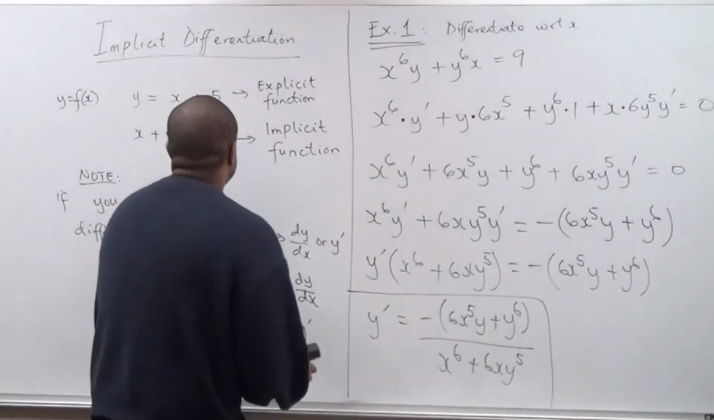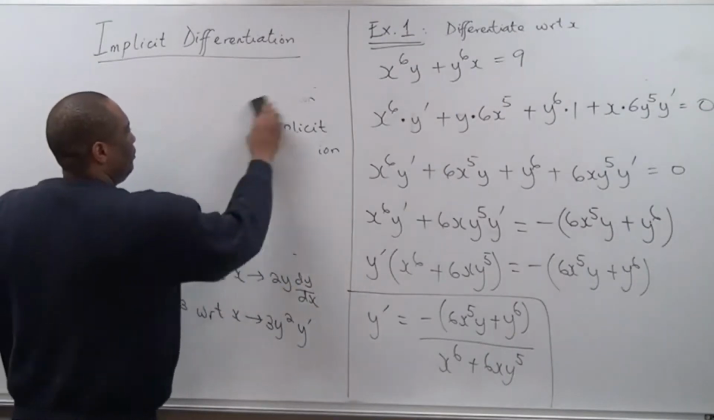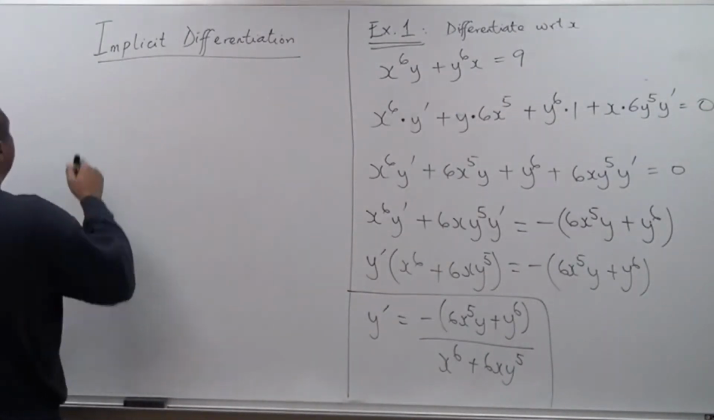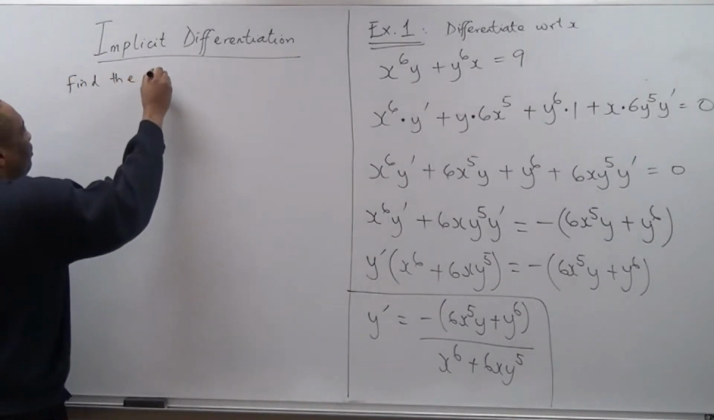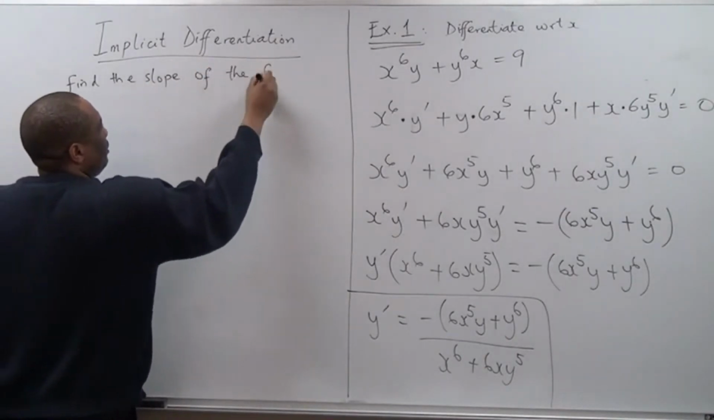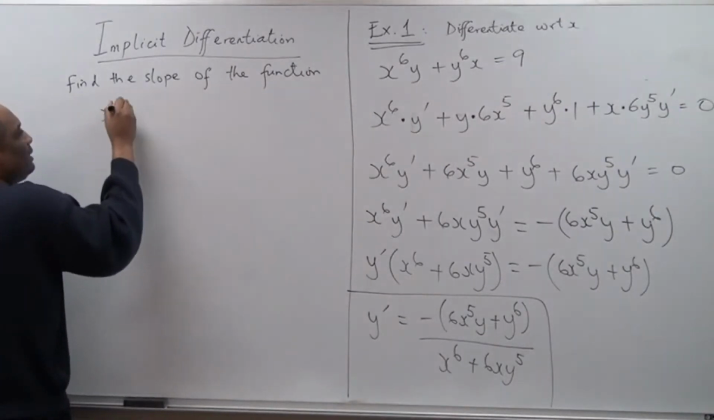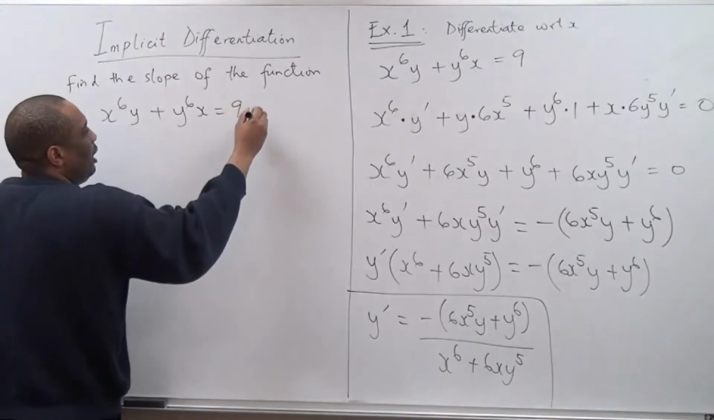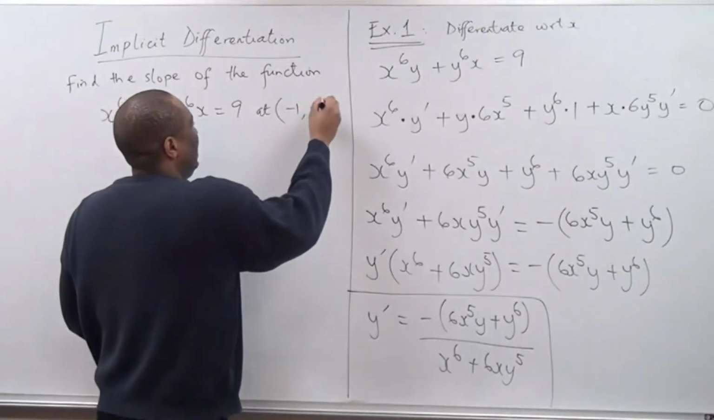Okay? Now, what if you're asked to find the slope of the function x^6 y plus y^6 x equal to 9, you want to find it at (-1, -1).